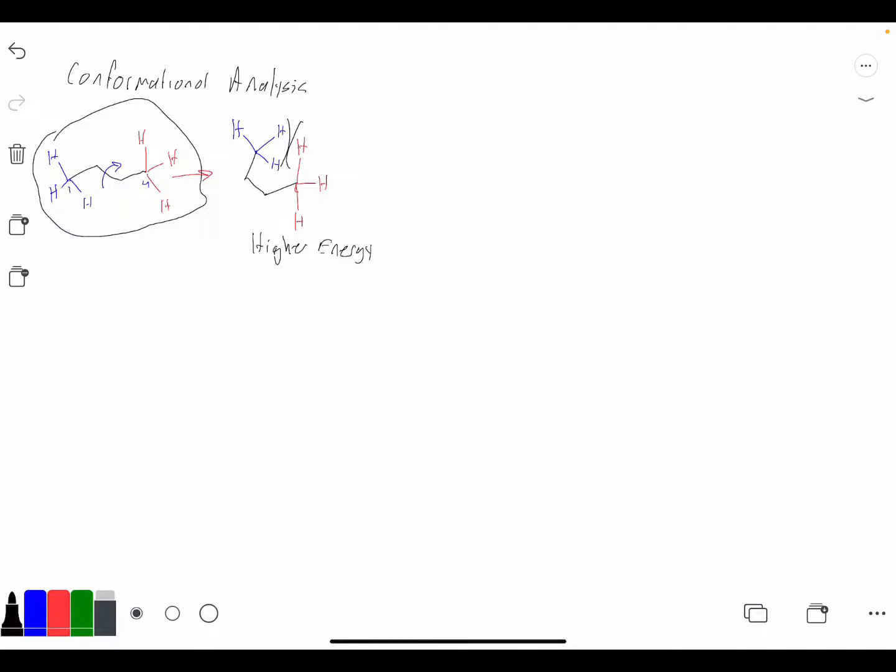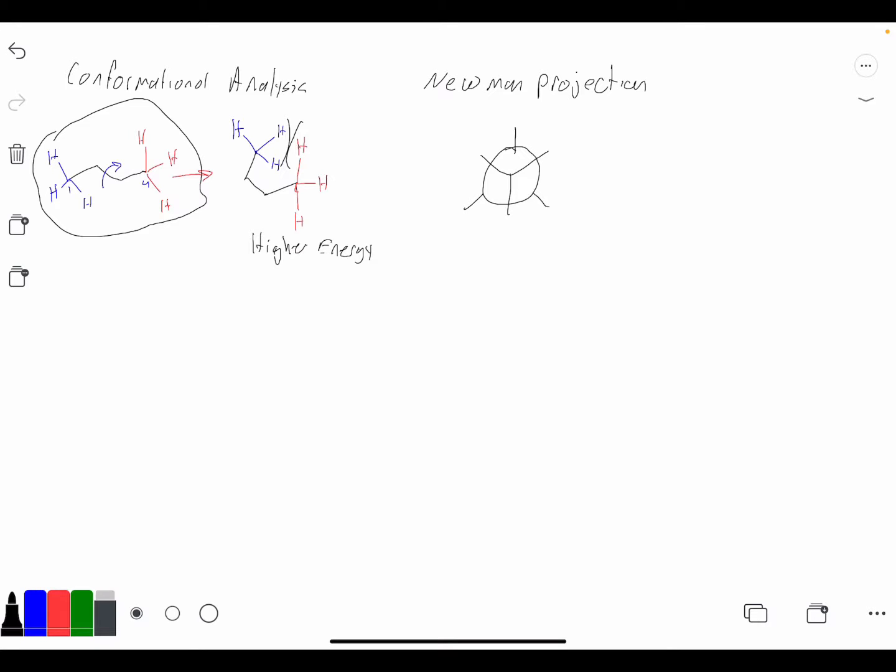All right, so what we usually use to identify this is what we call Newman projections. Now, if I were to draw a Newman projection, you typically draw them, and some people like to call them a Mercedes-Benz symbol. However you want to draw it, however you want to think of it.